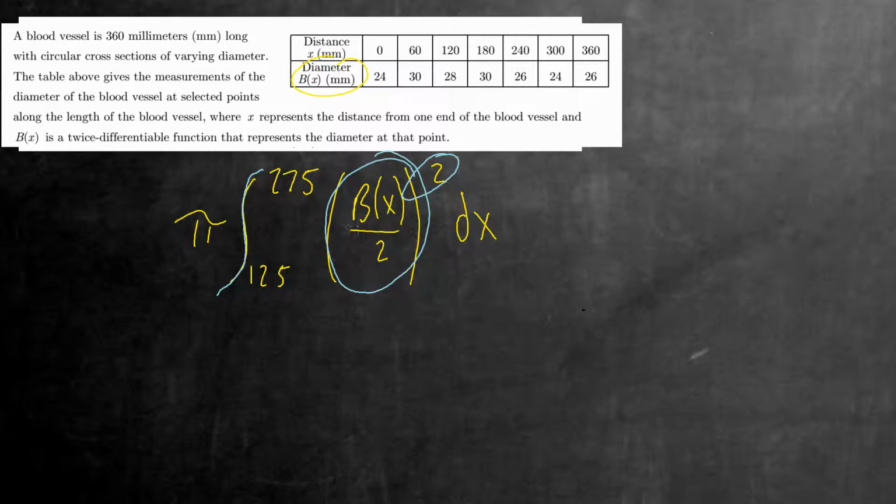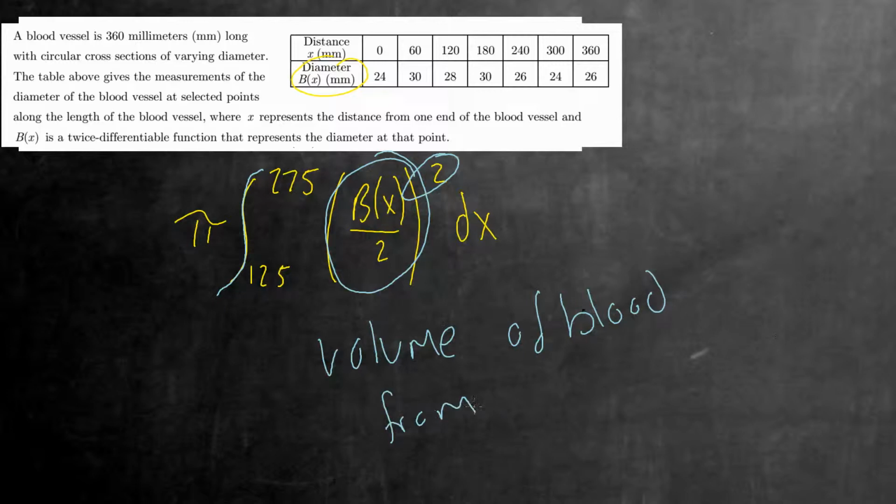So pi r squared plus pi r squared plus pi r squared is going to give me the volume of blood in the vessel from 125 millimeters from x to 275 millimeters away.